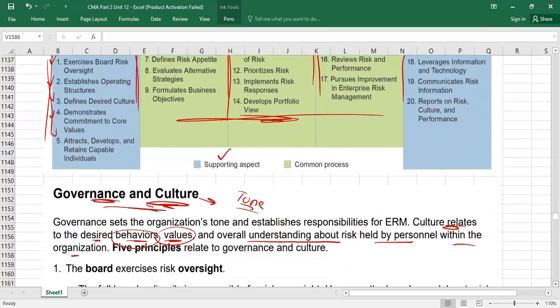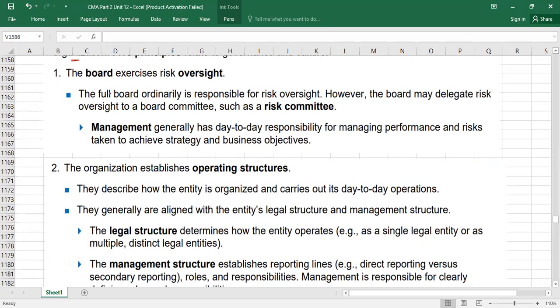So first principle is what? How tone can be set at the top. The first point they are saying is the board exercises risk oversight. Yes, it is true, and we know there is a risk committee who will always oversee the risk activities of the risk management department. So in simple words, to set the governance and culture, we need to do five things. First thing is what? The board must exercise the risk oversight. Right or wrong? So the risk oversight should not be under management only.